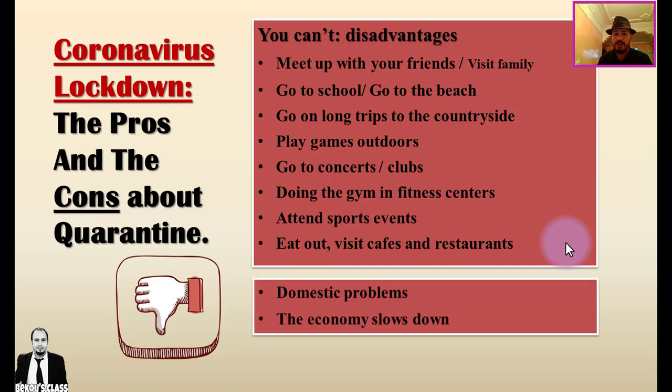And also some of the disadvantages of staying home because of quarantine is that there are more domestic problems and quarrels in the house, and also the economy of the country slows down.